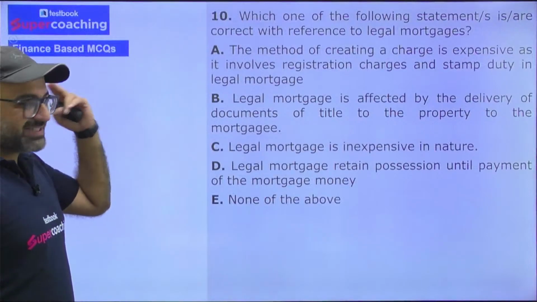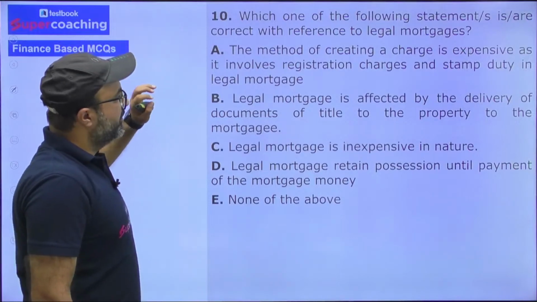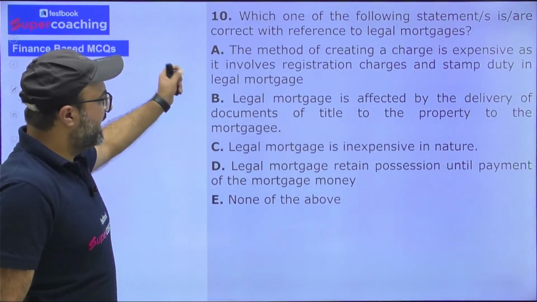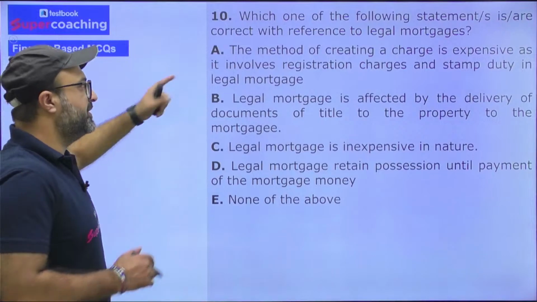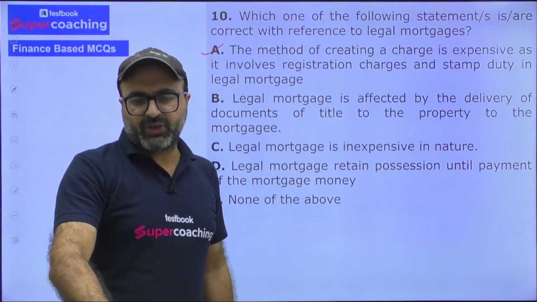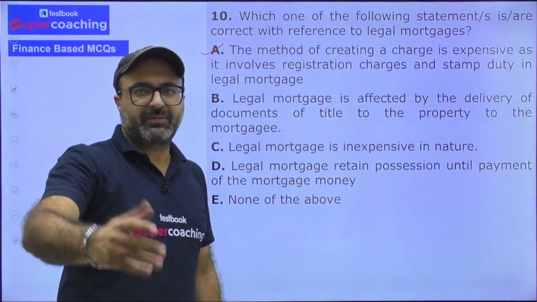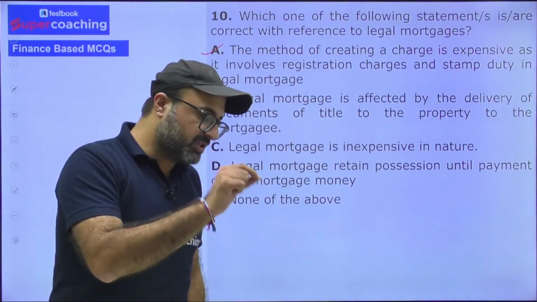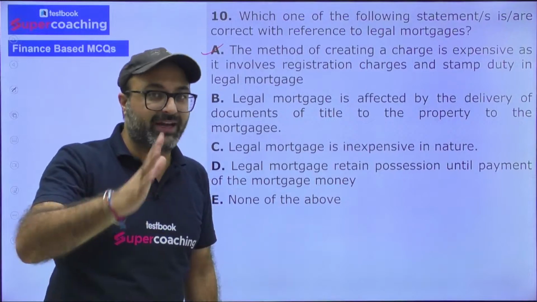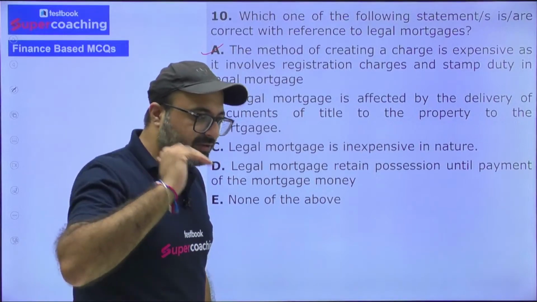Which of the following statements is or are true with reference to legal mortgage? The method of creating a legal charge is expensive as it involves registration charges and stamp duty. That is true. Legal mortgage basically means you legally transfer the ownership of your immovable asset on the name of the bank, where you say that if in the near future I pay back the loan, then this transfer will be null and void. But in the initial stage, you are transferring it, which involves registration charges and stamp duty charges.